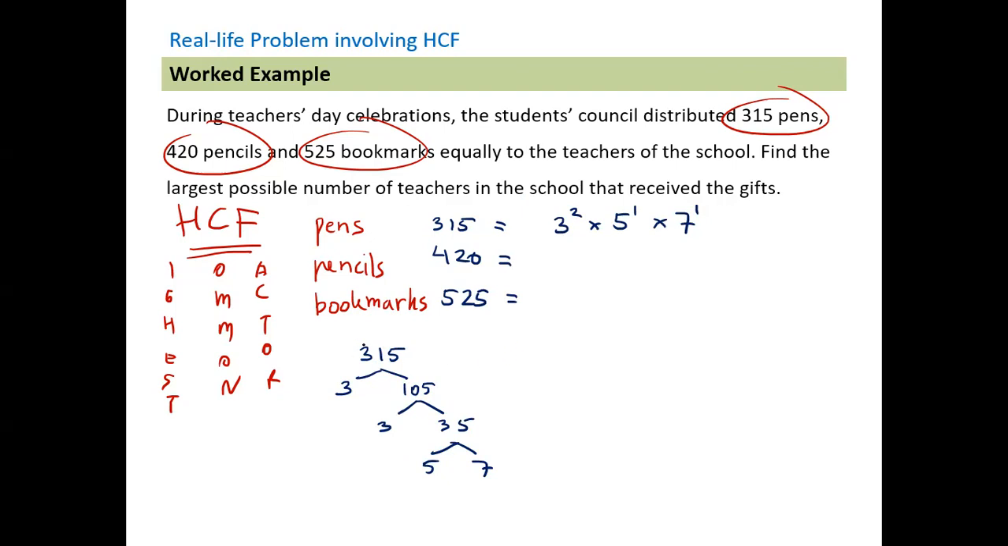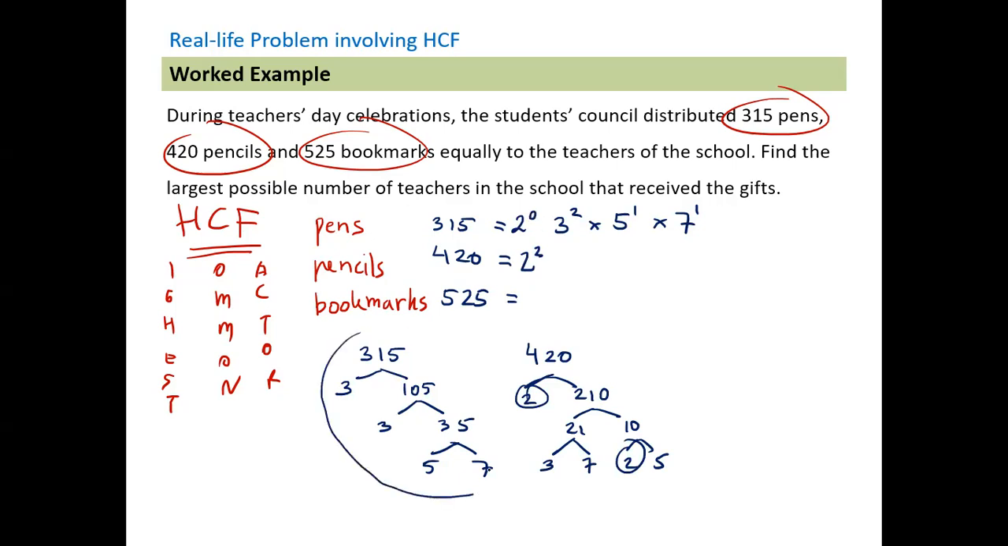And then 420. I'm not deleting this, I'll just keep it here. 420: I have 2 and 210. I get 21 and 10, right? As I wish, as long as the division is right. This is 2 and 5, right? How many 2s do we have? Square. Okay, 2 squared. On the above part, you have to put 2 power 0 because you don't have the 2 in 315, right? Just for the sake of understanding.